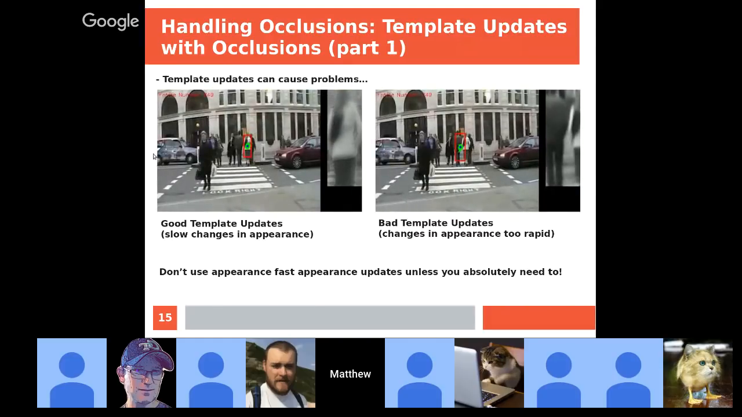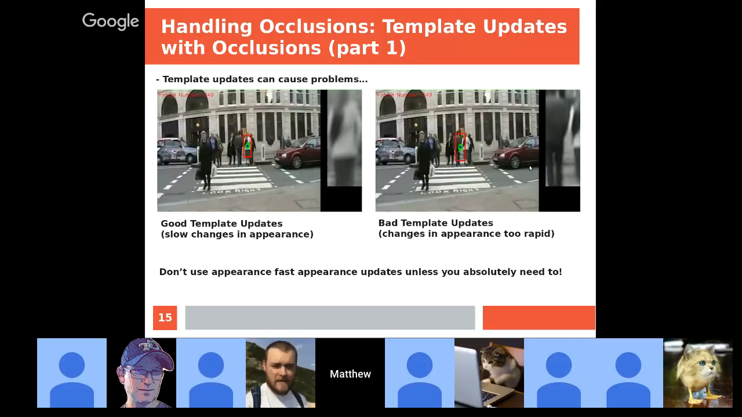So in both cases, I'm updating my template. In the case on the left, I'm updating it slowly, roughly corresponding to how much the woman's appearance changes. On the right, I'm updating it way too fast.